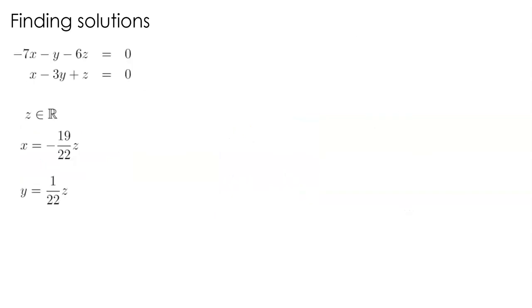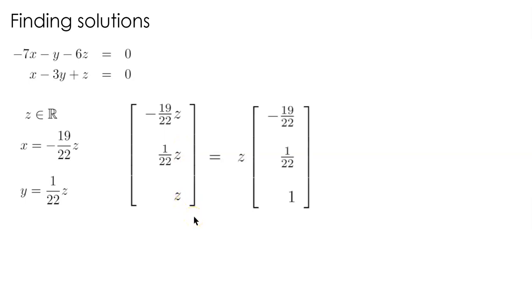I have my solution, and in terms of a vector, we usually write x, y, z. So x is negative 19/20 z, y is 1/22 z, and z is z. So I can factor z out of all of these. And I'm not really liking all those fractions because I do not like fractions.